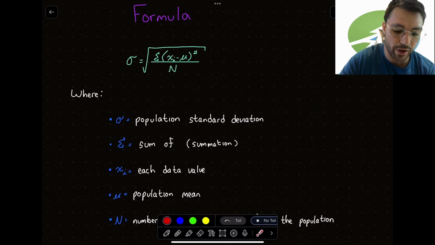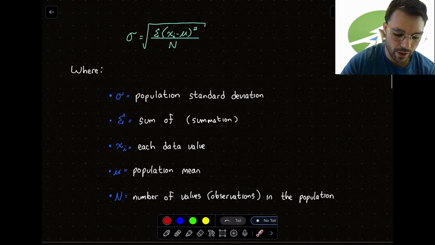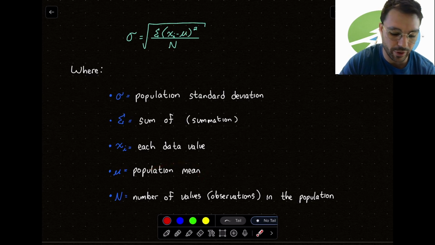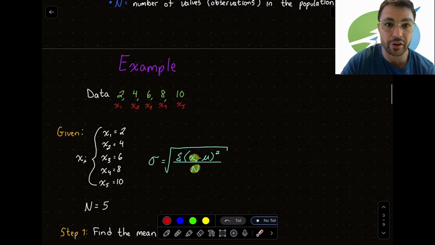X sub i right here, this is each data value. We put the sub i because there's going to be more than one of them. Mu is our population mean. This is the symbol we use whenever we're talking about the mean of the population. And n in the denominator here is the number of values or observations in the population. Okay. All right. Let's take a look at an example.